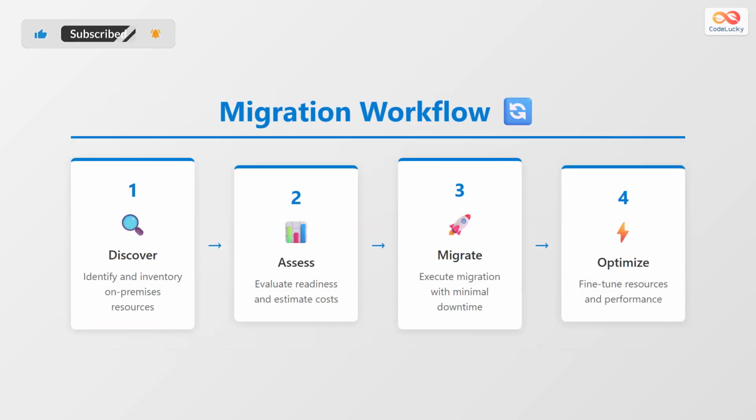The Azure migration process follows 4 key phases. First, the Discover phase involves identifying and creating an inventory of all your on-premises resources. Second, the Assess phase evaluates the readiness of these resources for migration and provides cost estimates for running them in Azure. Third, the Migrate phase executes the actual migration with strategies to minimize downtime. Finally, the Optimize phase involves fine-tuning your Azure resources and their performance to ensure cost-effectiveness and efficiency.